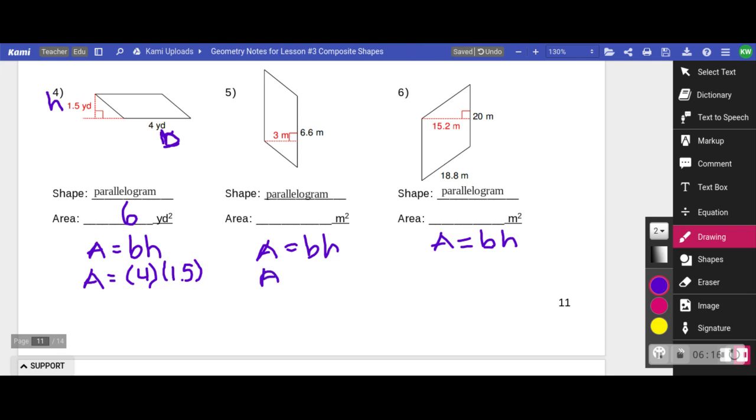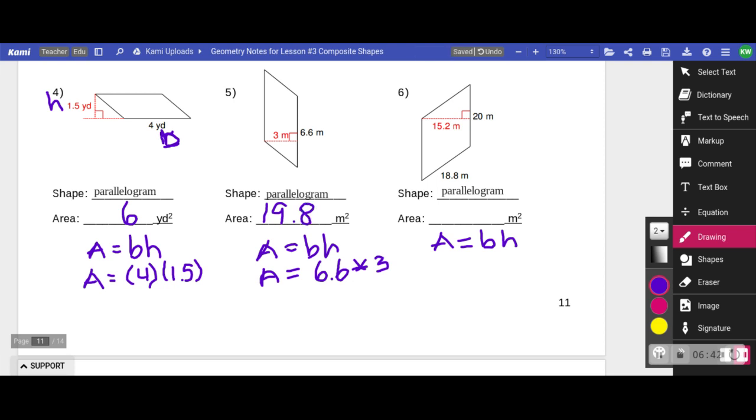All right, next one. The base, I'm going to say, is 6.6, and the height is 3. It's okay if you think that the base is 3 and the height is 6.6. It's not going to matter in what order that you multiply because of the commutative property of multiplication. So you're going to do 6.6 times 3, and you're going to get 19.8 square meters, sorry.